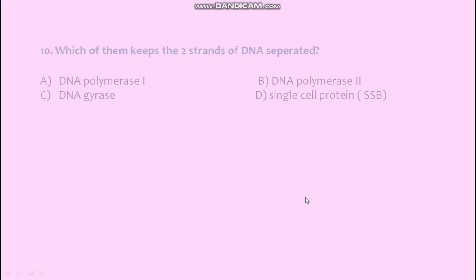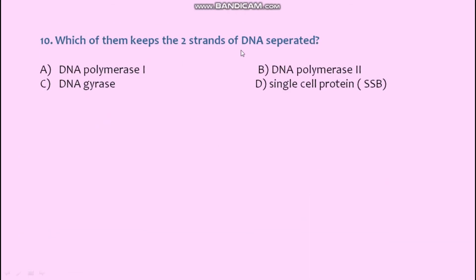Next question. Which of them keeps the two strands of DNA separated? Polymerase 1, polymerase 2, gyrase and single cell protein. So our correct option is single cell protein. It does not let the formation of hydrogen bond between two strands. So our correct option is option number D.